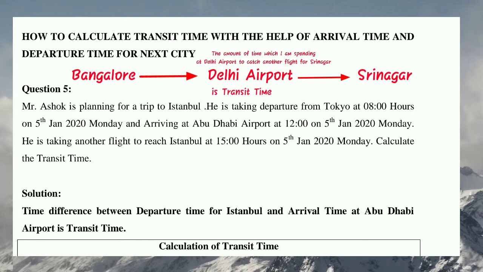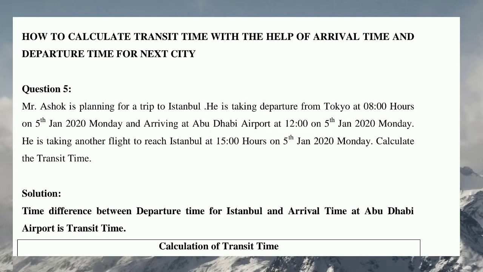It may be 30 minutes, it may be 1 hour, it may be more than 1 hour. Basically, in domestic cases it will be 30 minutes or 1 hour, or maybe 1 hour and 30 minutes. But in international cases it may be more than 2 hours as well. There is no fixed limit like 1 hour or 2 hours. It depends on the flight. That is called the transit time. Here we are going to calculate the transit time with the help of the arrival time and the departure time for the next city.